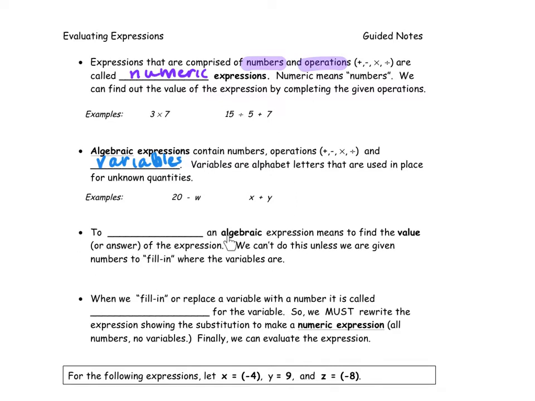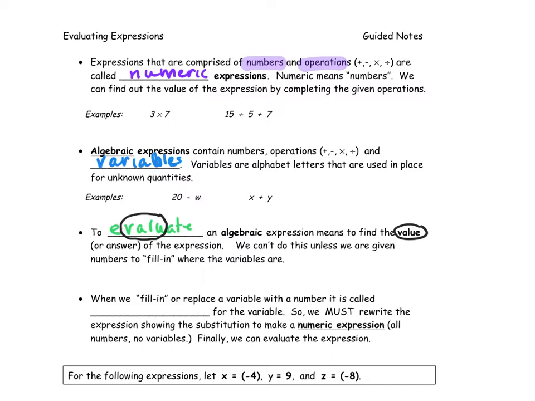Next, to blank an algebraic expression means to find the value or answer of the expression. And we've used this word this past week, and the word is evaluate. One of the things that I like about this word is it has the definition right in it. We find the value of the answer. It goes on to say we can't do this unless we're given numbers to fill in where the variables are. In other words, if somebody told me what W was, I'd be able to tell you what the value of that expression is.